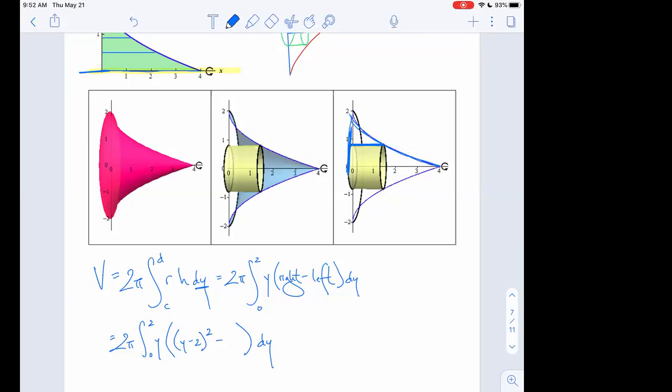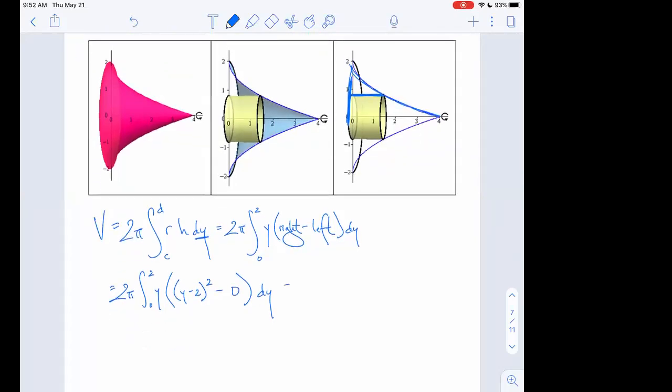Zero. It's 0, okay? Now this, do you have to write the 0? No, absolutely not. But if you came across a shape that was bounded by a right and a left curve and one of them wasn't 0, then this might actually be a good habit to set in place, because you're allowing yourself a structure that will work for more than just the kind of problems we're looking at, okay? So our setup was 2 pi integral from 0 to 2 of y times (y minus 2) squared dy, okay?